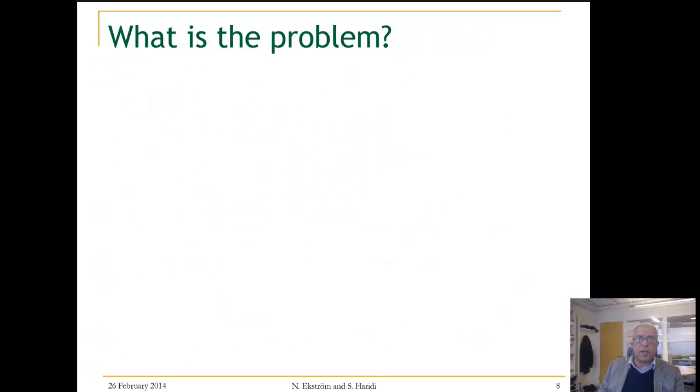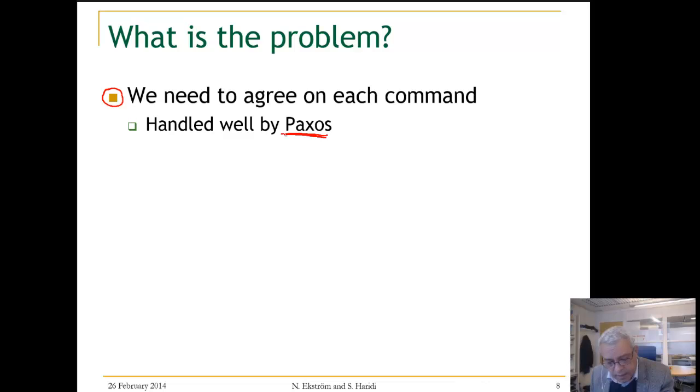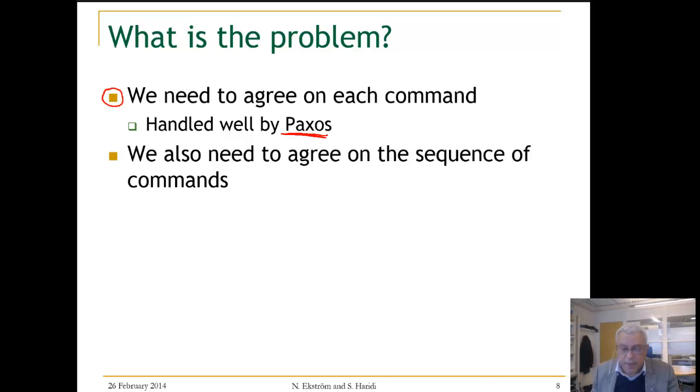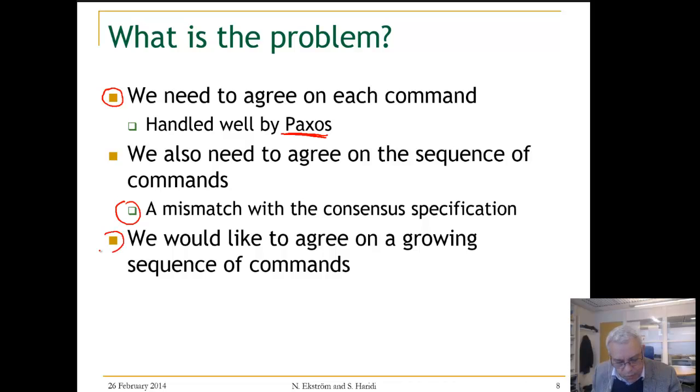Okay, so again, just to summarize the problem, we need to agree on each command. That is fine. This is handled by Paxos. Single value Paxos handles this well. But we also need to agree on a sequence of commands. We agree on the sequence, not only on a single value. That is actually a mismatch with the consensus specification, because the specification talks about a single value, but here we want to talk about sequences. In particular, we want to agree on a growing sequence of commands.